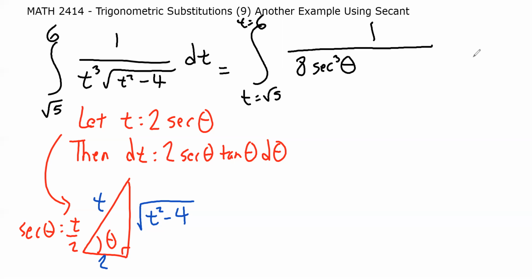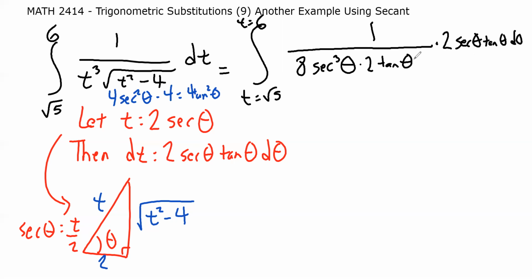When I put in 2 secant theta for t, I'm going to get 4 secant squared theta minus 4. But that was equal to 4 tangent squared theta. And it's getting square rooted. So the square root of 4 tangent squared is 2 tangent. And then our dt was 2 secant theta tangent theta d theta, running out of room here. Very good. All right, so let's see how this mess is going to clean up.